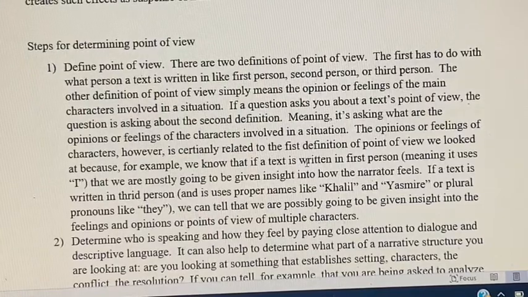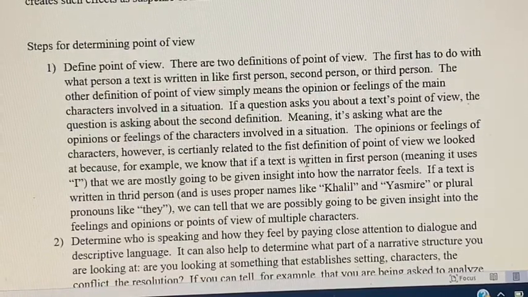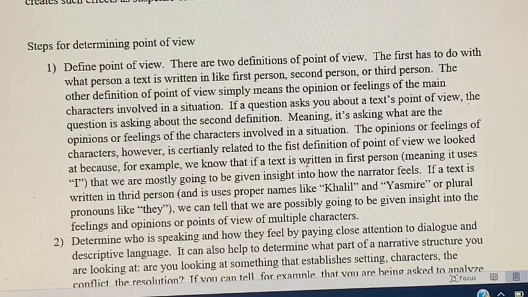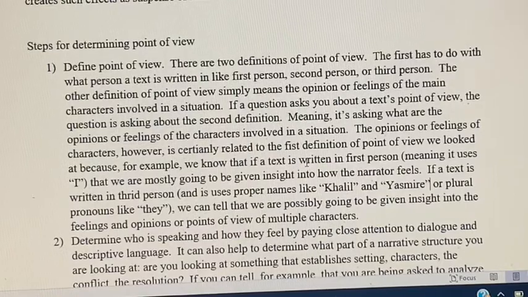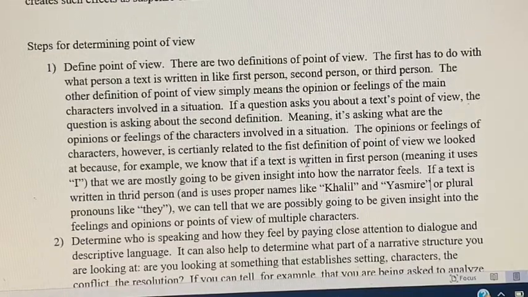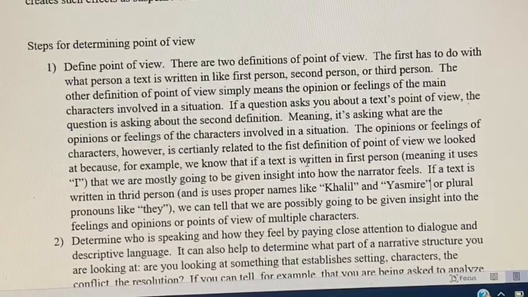So there are two different definitions of point of view. The first has to do with what person a text is written in, like is it written in first person, second person, or third person. The other definition of point of view simply means the opinion or feelings of the main characters involved in a situation. If a question asks you about a text's point of view, the question is asking about the second definition, meaning it's asking what are the opinions or feelings of the characters involved in a situation.